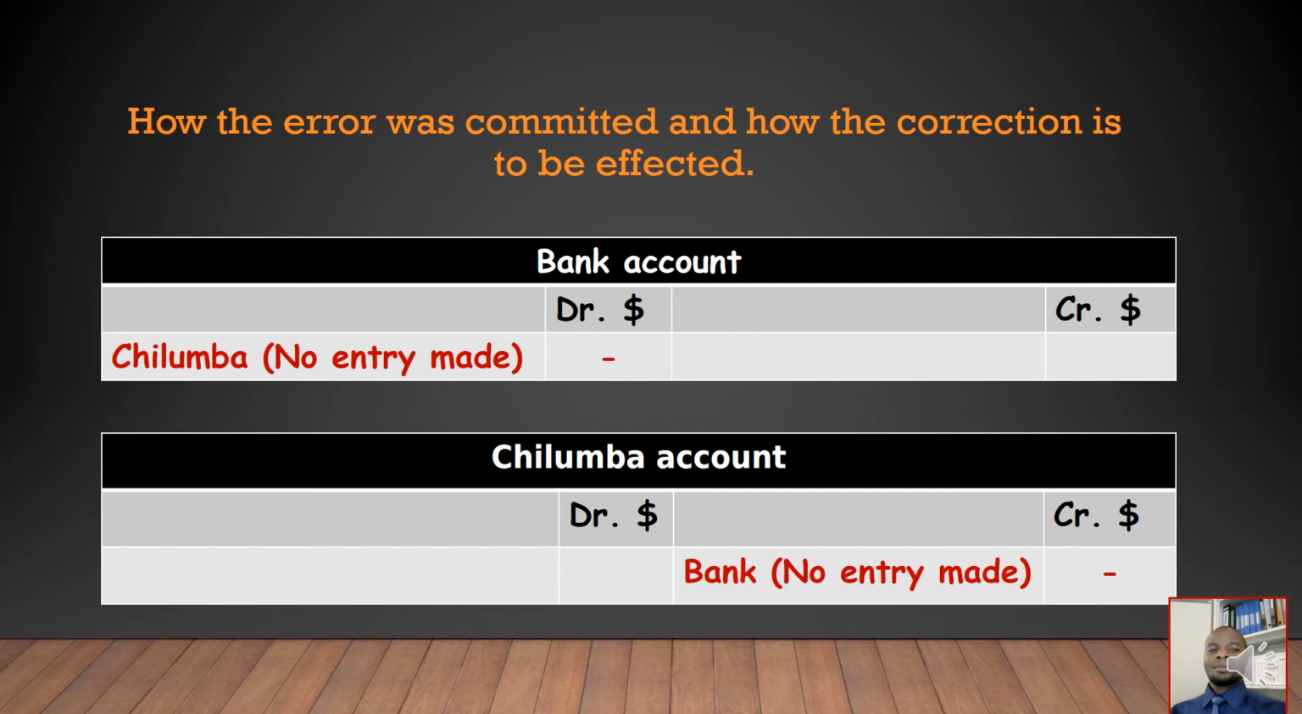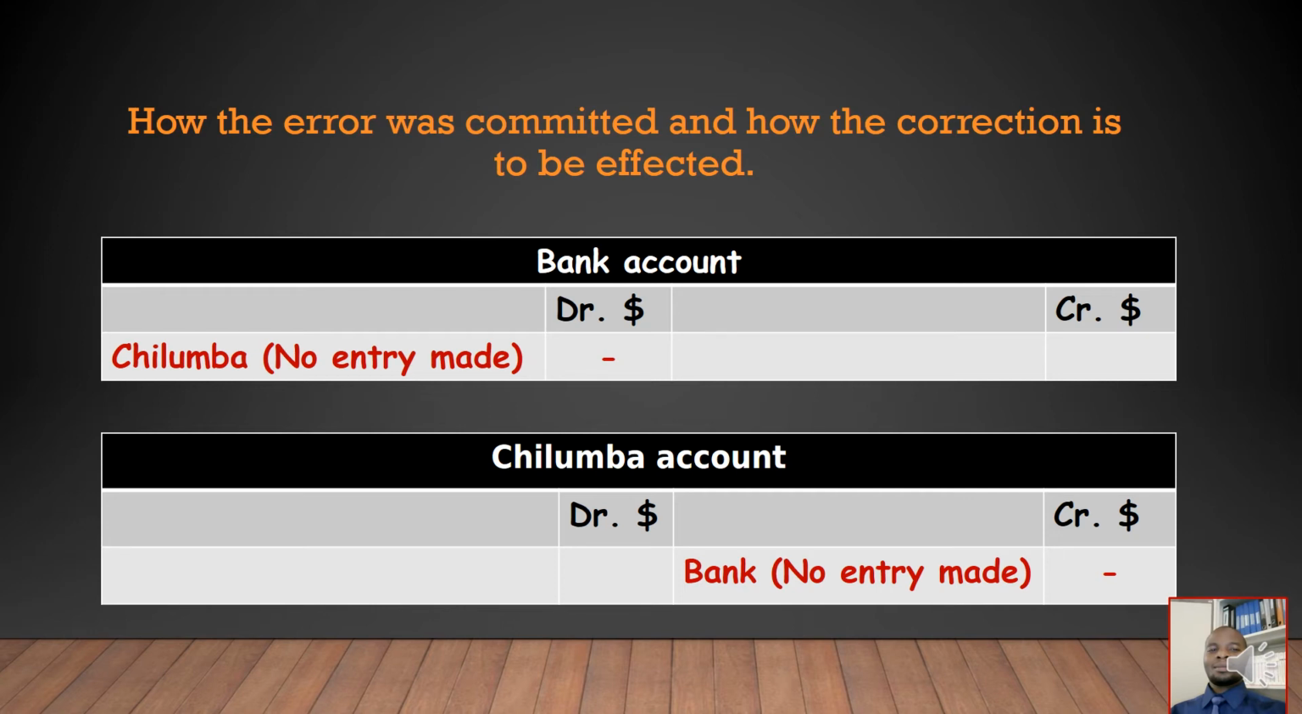The bank account is an asset account. To add to an asset account, we debit. Money was received. We should have debited the bank account, but it was not. So what should we do? We now make the entry. We add this to the bank account, the asset account. How? By debiting the bank account.